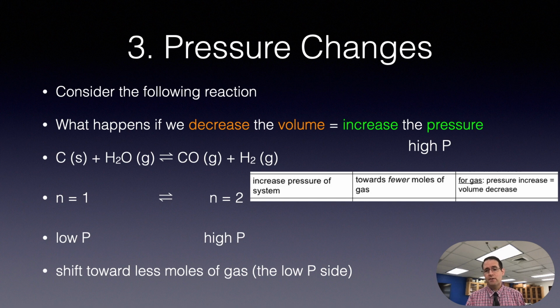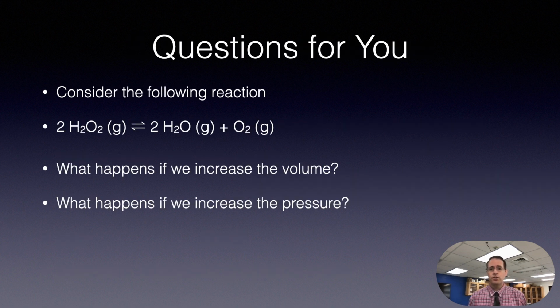And here's a snippet from that summary table basically saying the same thing. All right, so here are my questions for you now that you understand a little bit about the pressure and volume influences on the direction of shifting of gaseous chemical equilibria. We have hydrogen peroxide in equilibrium with water vapor and oxygen gas. And I would like you to tell me what happens if we increase the volume, and what happens if we increase the pressure, okay? So I look forward to reading these responses in your notes as you take notes from this lecture.